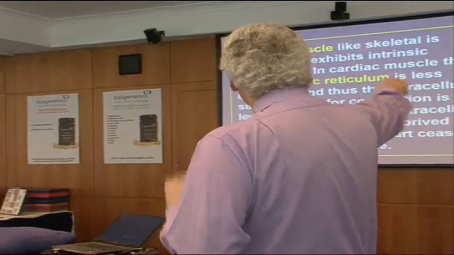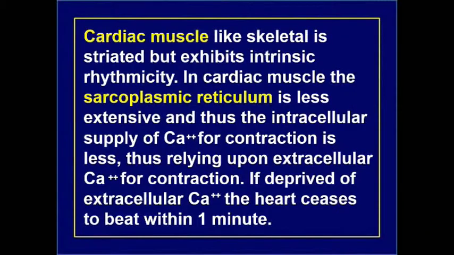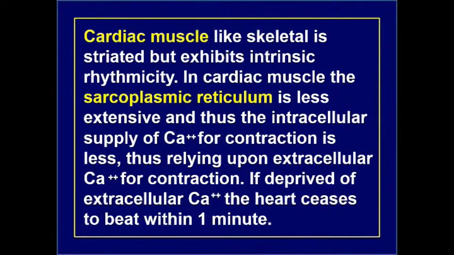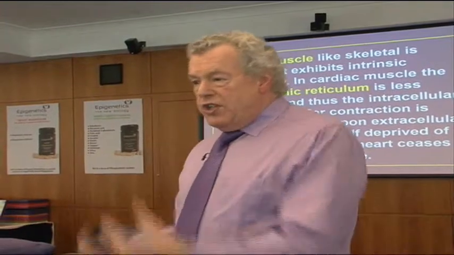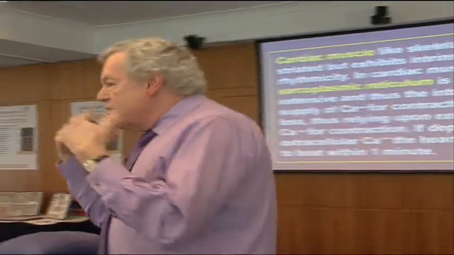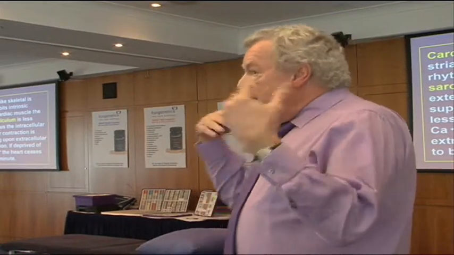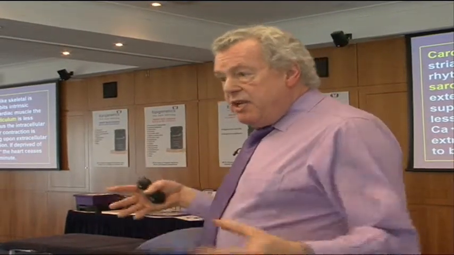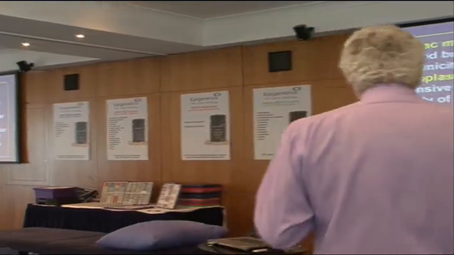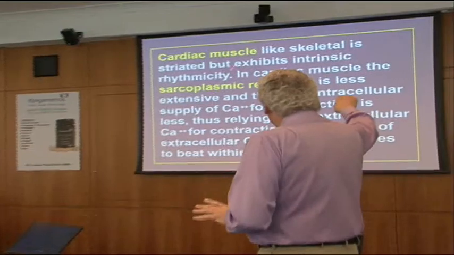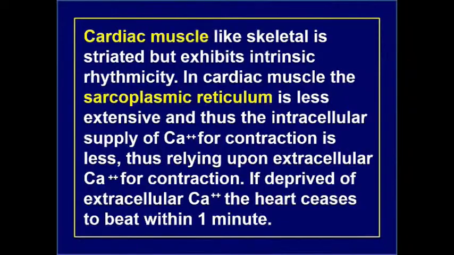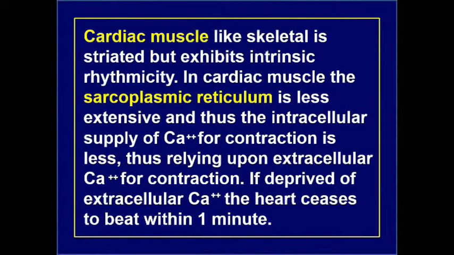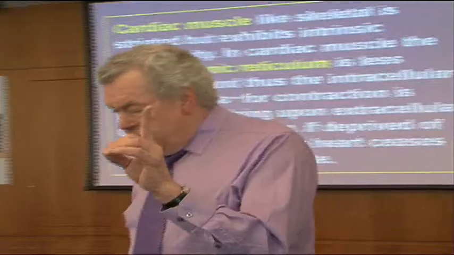Cardiac muscle, like skeletal muscle, is striated. In other words, it has these A and I bands, but exhibits intrinsic rhythmicity. That means it can contract on its own, to its own orders. And as we'll see, those orders are given by the pacemakers and can, in the event of real severe heart failure, actually be instigated within the muscle tissue itself. In cardiac muscle, the sarcoplasmic reticulum is less extensive, and thus the intracellular supply of calcium for contraction is less, thus relying upon extracellular calcium for contraction.